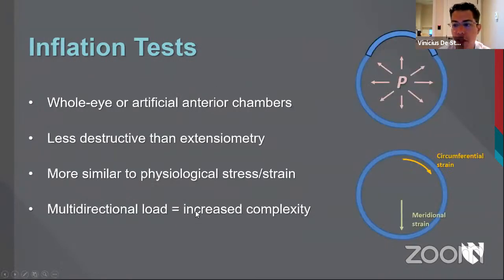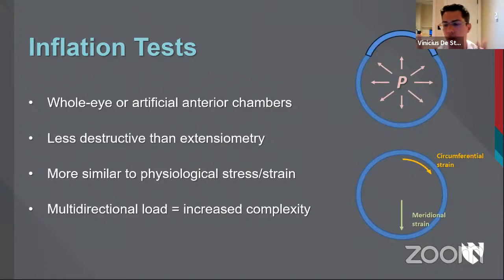And then we have inflation tests. This is another widely used method to analyze biomechanics in the lab, where you use either the whole eye or you use an artificial anterior chamber. It's less destructive than extensiometry because you can mount the entire cornea there. It's more similar to physiological stress and strain, because if you think about how our corneas right now are under stress from IOP, for instance, this is more similar to that.